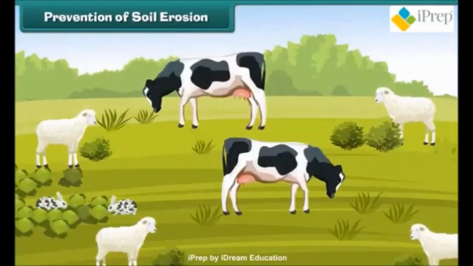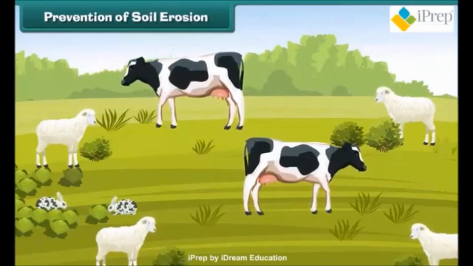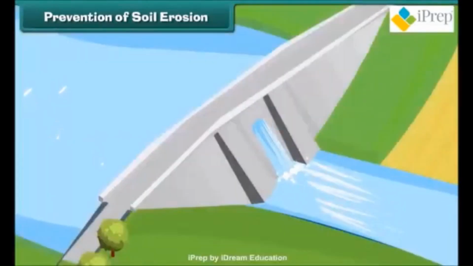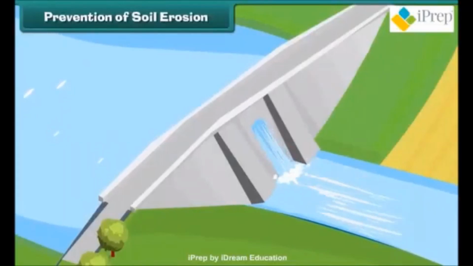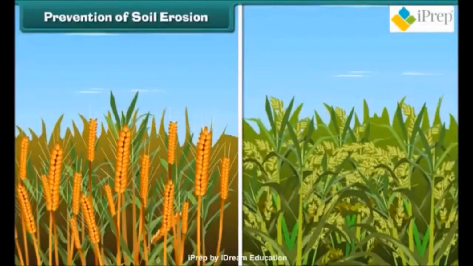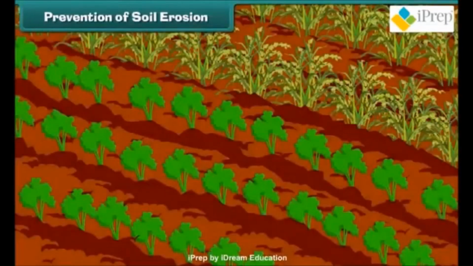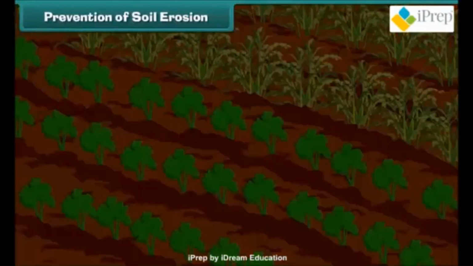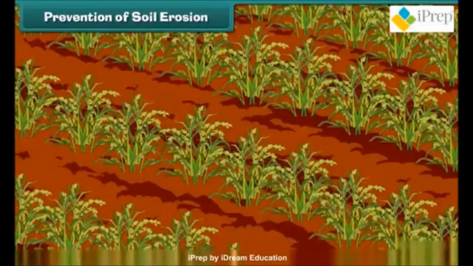Controlling overgrazing of the land by animals also controls soil erosion. Building dams controls soil loss. Some modern techniques of farming need to be practiced. For example, different types of crops should be grown at different times on the same land. Different types of crops should be grown in alternate rows on the same land. These practices control the loss of soil and increase the fertility of soil. Remember friends, soil is a precious natural resource and it is our duty to conserve it for keeping the environment healthy.